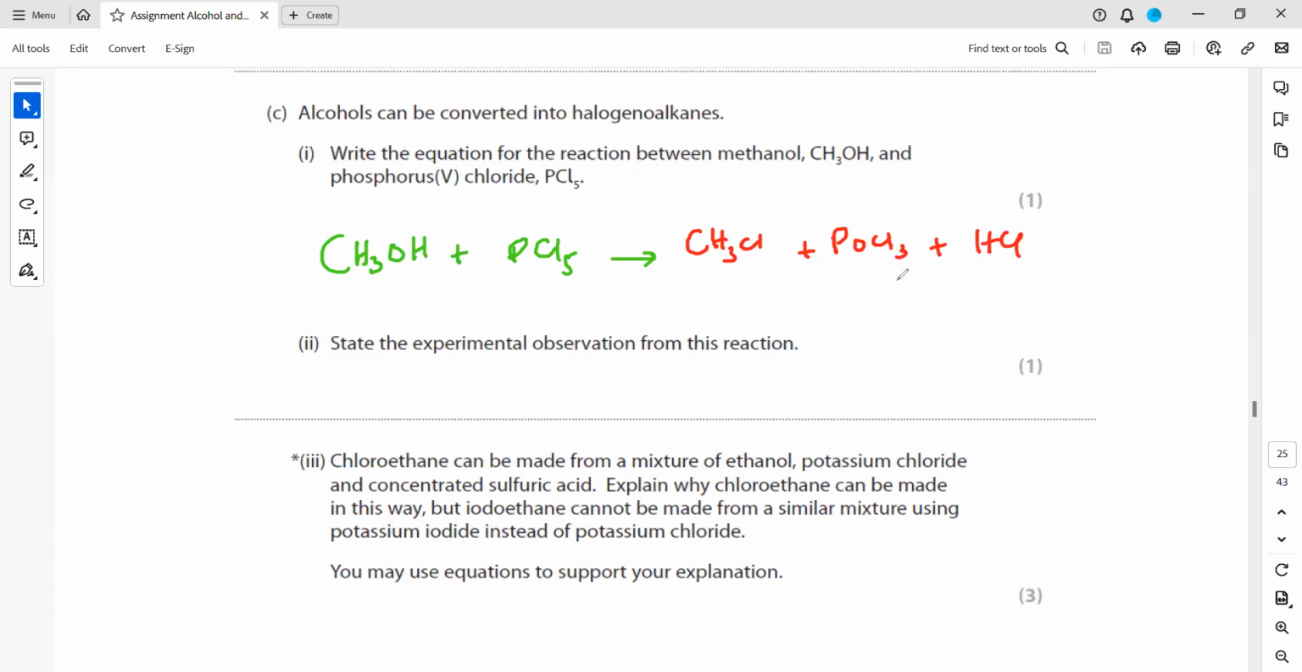So as a result, it will give misty fumes. State the experimental observation for this reaction. Because of this hydrogen chloride, we will always observe misty fumes. Even if it is not hydrogen chloride but hydrogen bromide or hydrogen iodide, it will result in misty fumes.